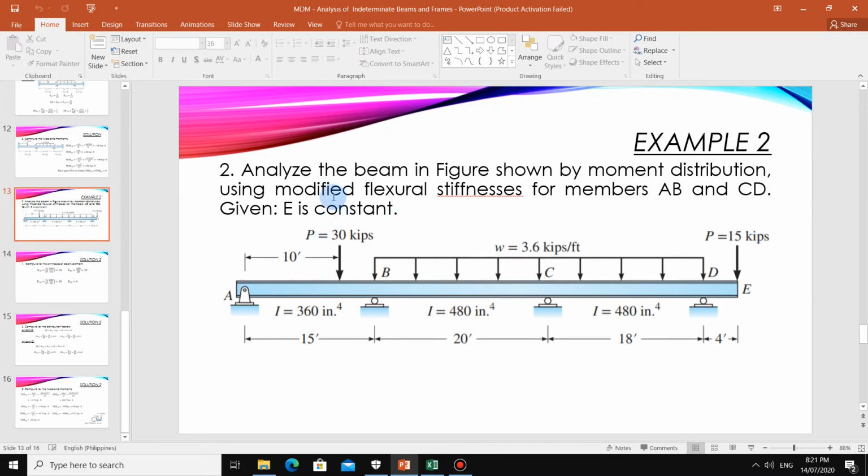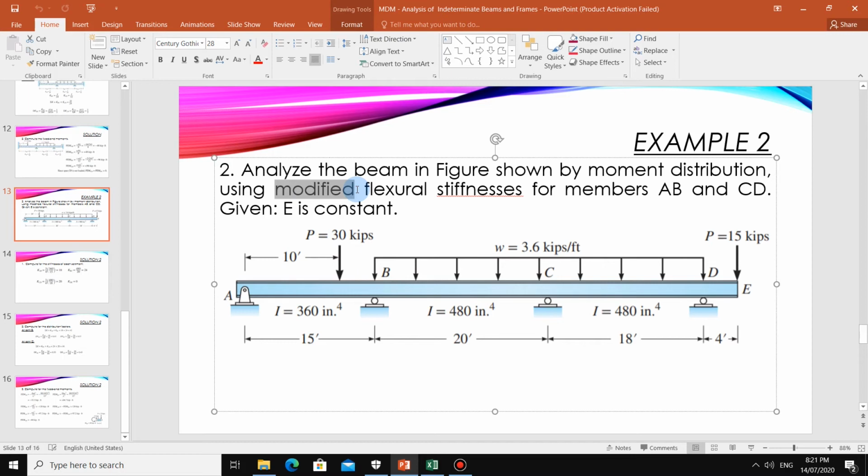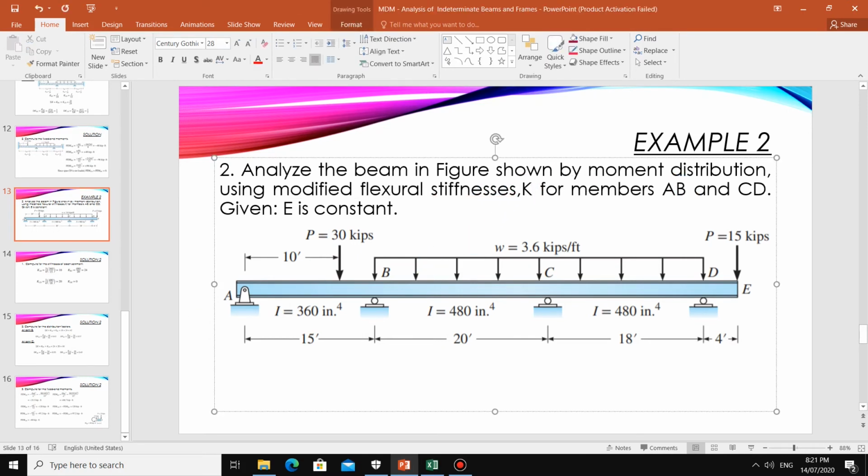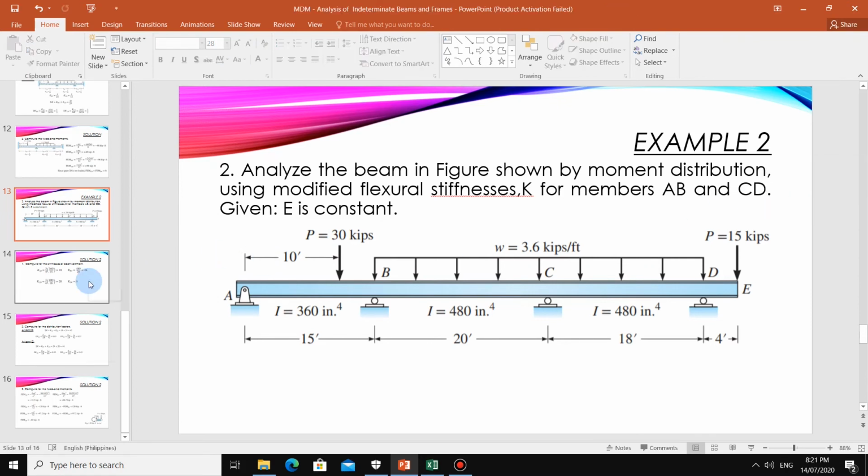Okay, so E is constant. You will notice here a new term, which is modified. So what is to be modified? The flexural stiffnesses. This will indicate our K values. But how do we modify? In our example, there is a hint: AB and CD. So why is that? We will find out the reason.